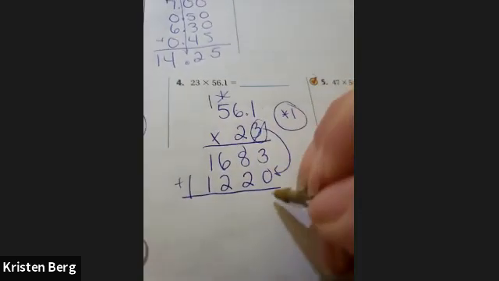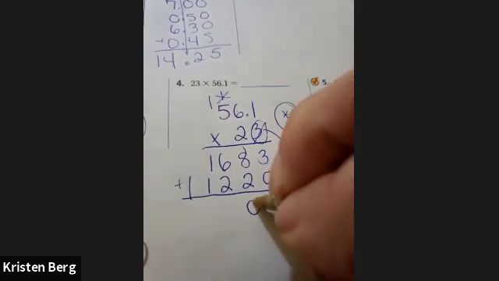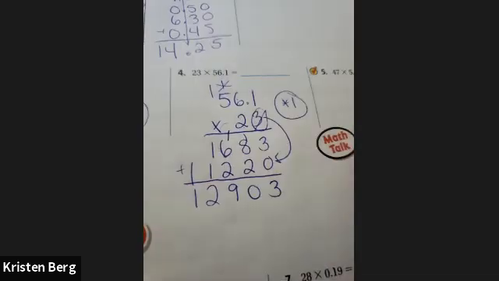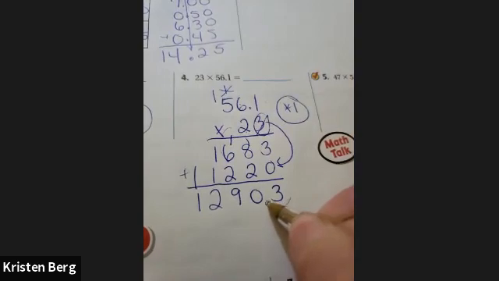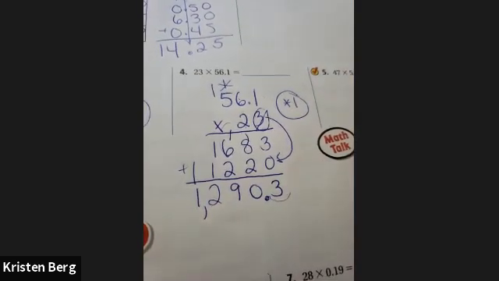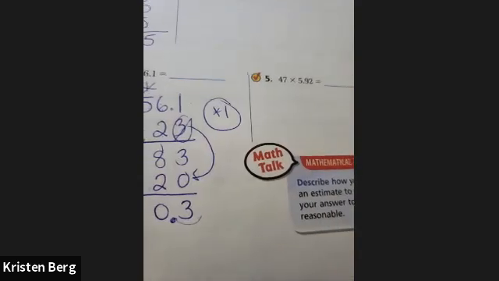So now I add. This would be a 3. This is 10, carry your 1. This is now 7 plus 2 is 9, a 2 and a 1. And make sure you bring it in one place. So your answer is 1,290 3/10. All right.